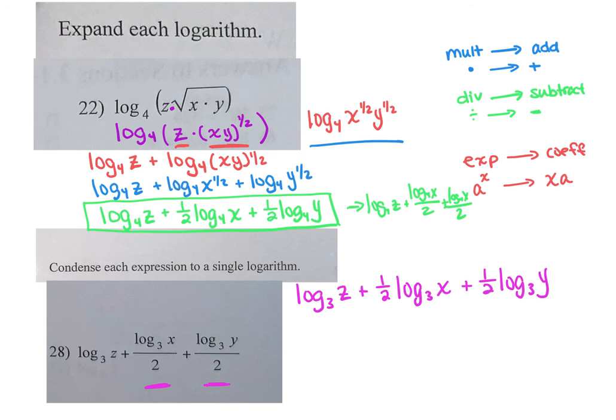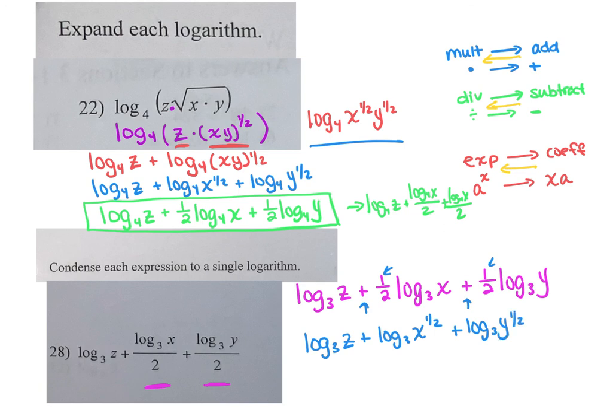So this next piece, I see that I have additions and I see that I have coefficients. So I'm going the other direction now, right? So that means that my addition goes to multiplication, my subtraction would go to division, and my coefficients would go to exponents, all right, because I'm going the other direction. So I'm going to move those coefficients first. Log base 3 of z plus log base 3 of x to the 1/2 plus log base 3 of y to the 1/2.